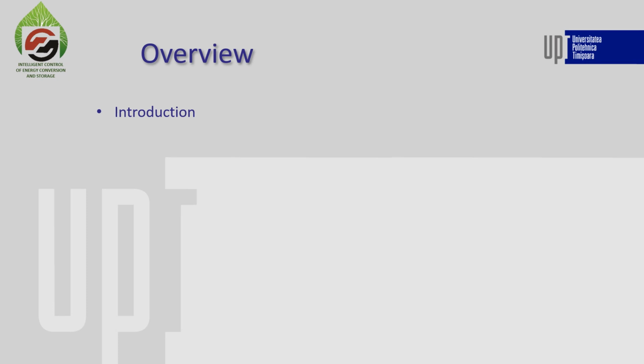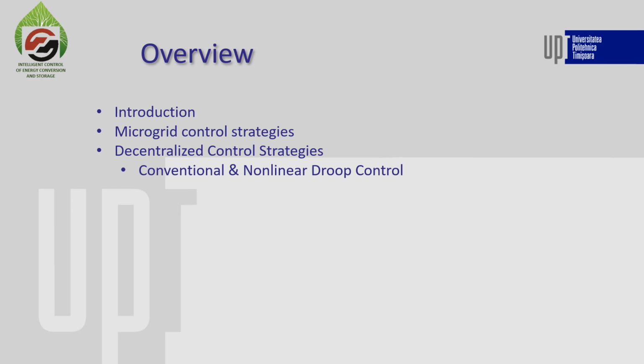In this presentation I will start with a short introduction on storage applications and their role in microgrid structures. I will then continue with an overview of the most common microgrid control strategies. Then I will focus on the main control strategies developed for this purpose, which are decentralized and based on Droop control. These are the conventional and nonlinear Droop control and the conventional and nonlinear virtual impedance control.